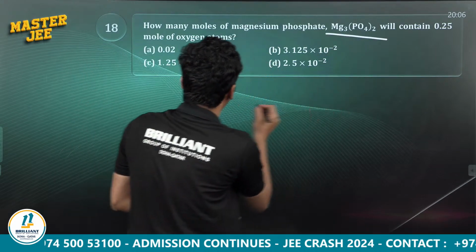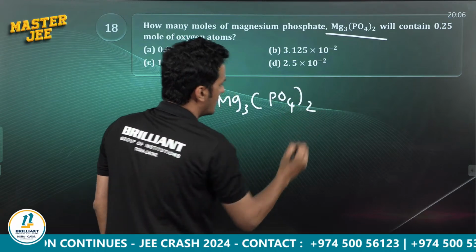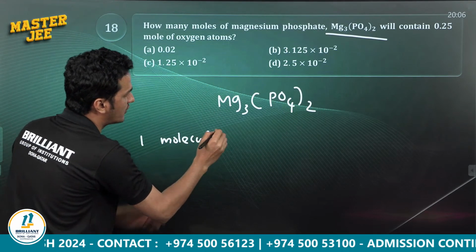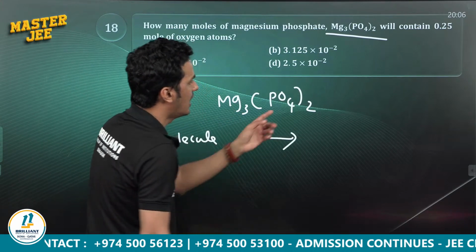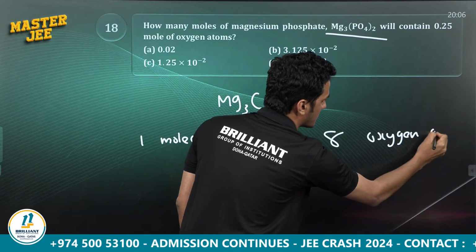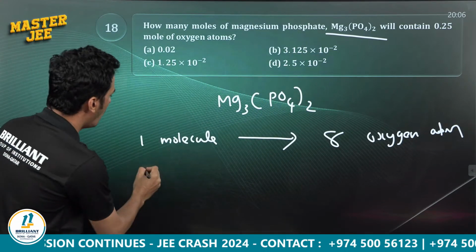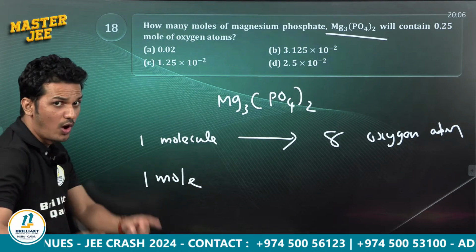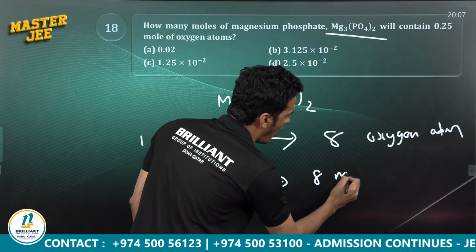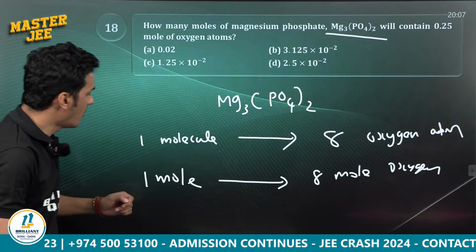I am taking magnesium phosphate, Mg3(PO4)2. Listen to me. If I am taking one molecule of magnesium phosphate, that contains how many oxygen? 8 oxygen atoms. Isn't it? 8 oxygen atoms. And suppose if I am taking 1 mole, listen, 1 mole magnesium phosphate means here 8 mole oxygen atoms will be there.